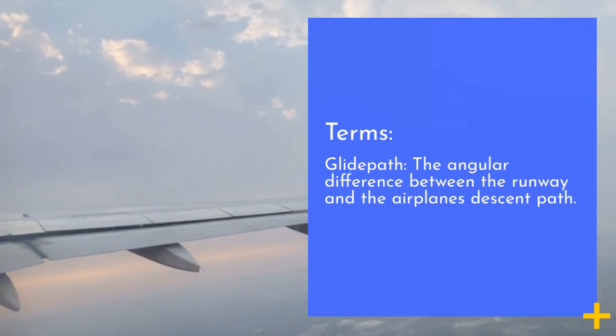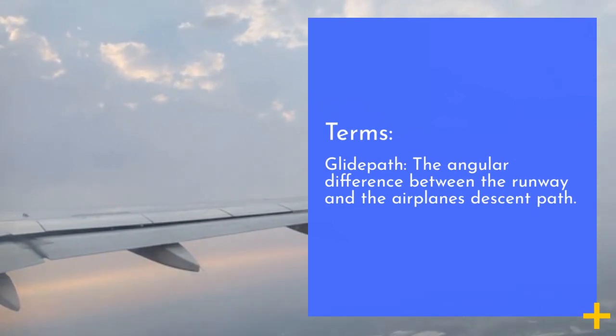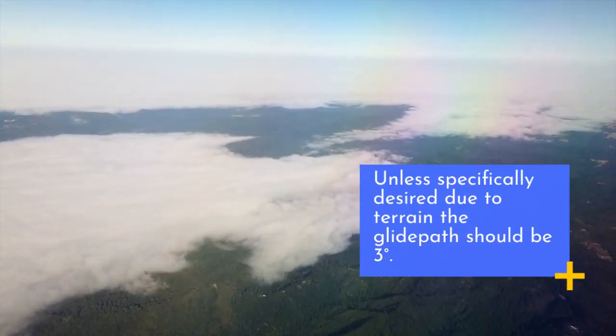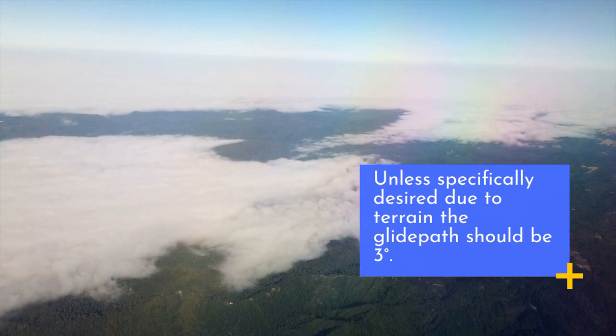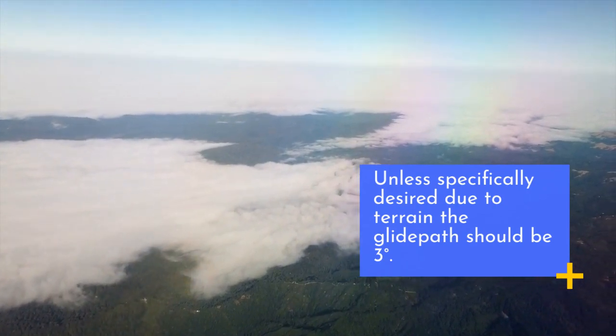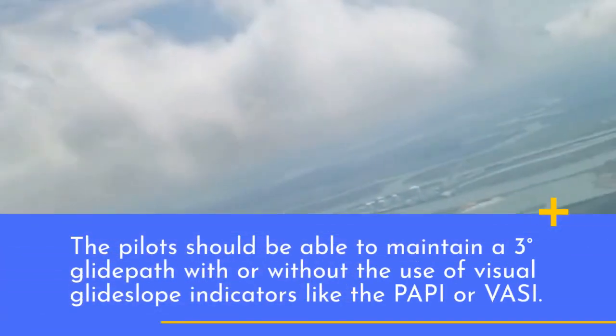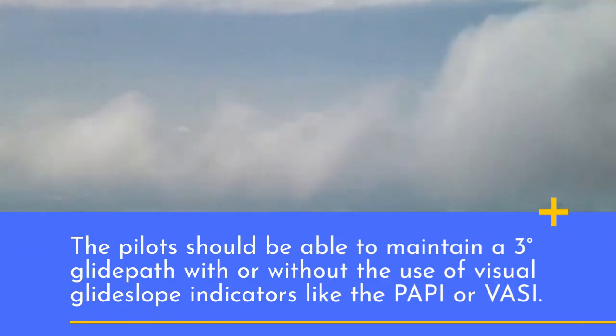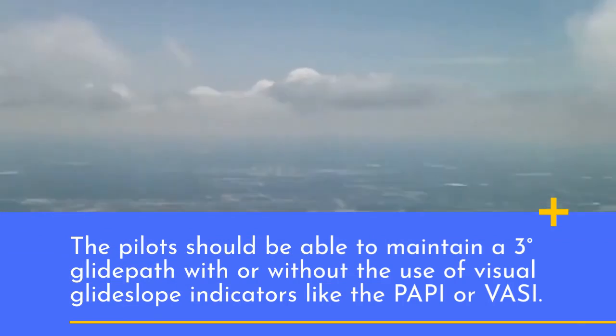Terms: glide path, the angular difference between the runway and the airplane's descent path. Unless specifically desired due to terrain, the glide path should be 3 degrees. The pilots should be able to maintain a 3 degrees glide path with or without the use of visual glide slope indicators like the PAPI or VASI.